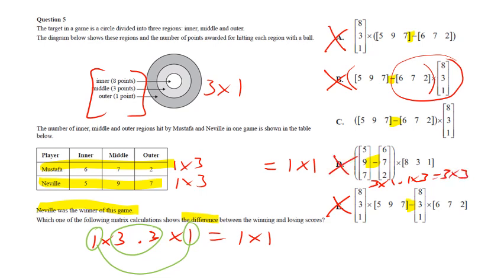We only want a 1 by 1, so the correct answer for question number 5 is C.